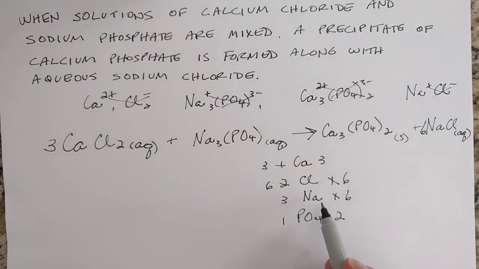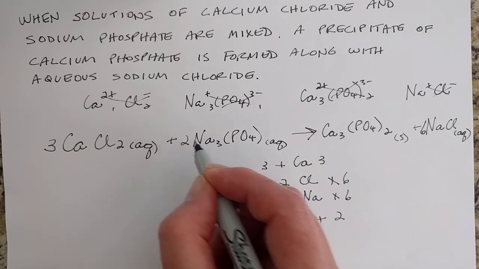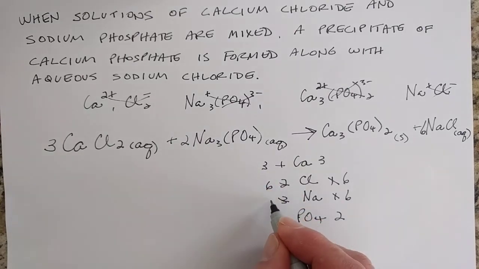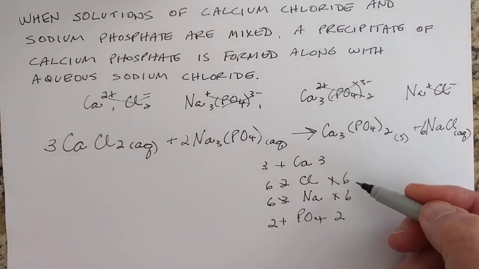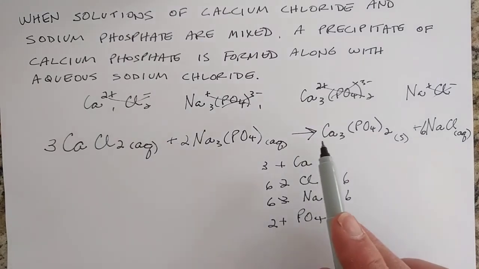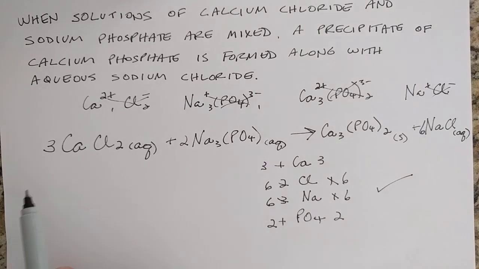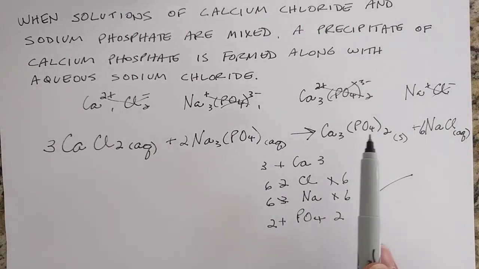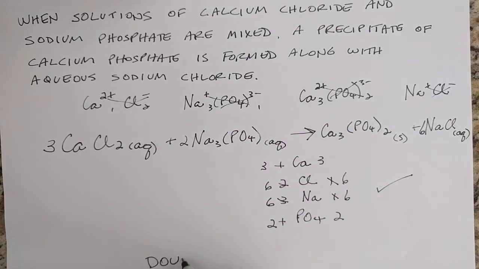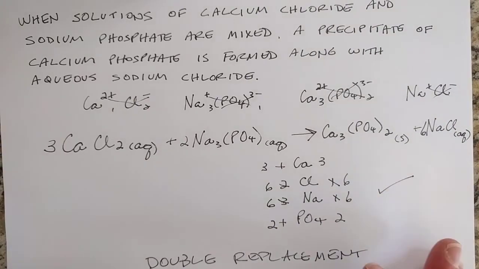The next thing I need to balance is the sodium. I have 6 on this side. I need to get 6 on this side. So if I put in a 2, and I have 2 times 3, I get my 6. And that also means I have 2 phosphate groups. Everything balances. 3 to 2 to 1 to 6 is the lowest whole number ratio. That's good. And to identify the type of reaction, 2 ionic compounds in the reactant side, 2 ionic compounds in the product side. This is a double replacement reaction. Okay, and that truly was the last one.